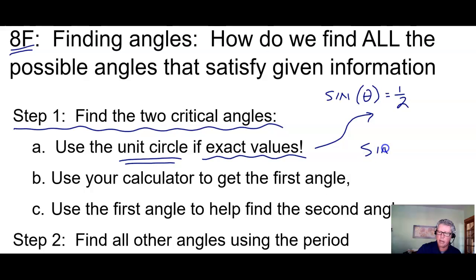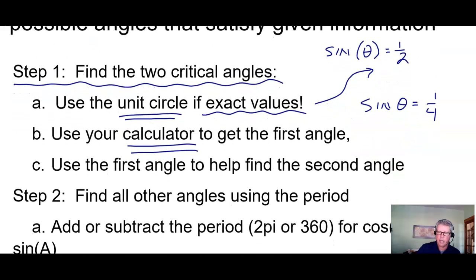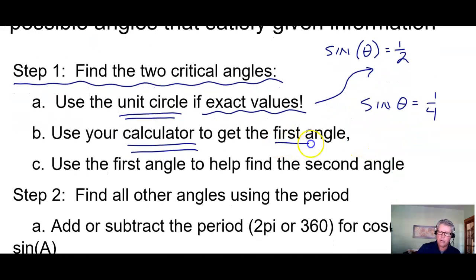If it's not a number like that, then maybe sine of theta is equal to 1/4. Well, that's not one of those values, so this is where we're going to use our calculator. Get the first angle, and then we're going to use a trig identity to get the second angle. Once we have the first angle, we're going to do something special to it to get the second angle.